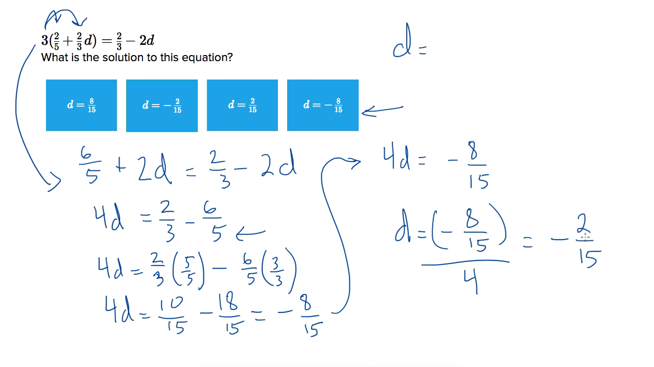Because we simply need to divide the numerator by 4. If you want to think of it, you can also think of this as -8/15 over 4/1. So then you would flip and multiply. So you multiply by the reciprocal, okay, which would make it -8/15 times 1/4, which equals -8/60, and then you're just going to reduce, and that ends up being -2/15.